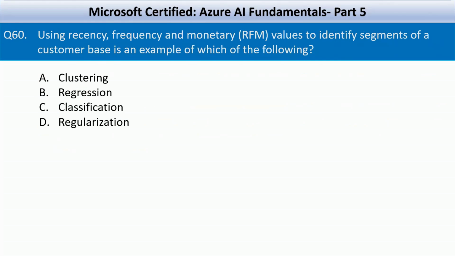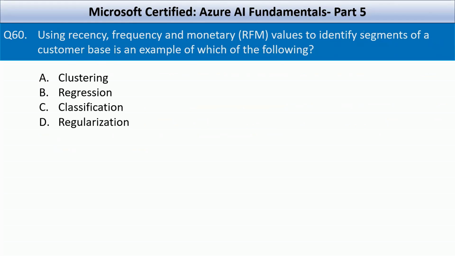Next question. Using recency, frequency, and monetary values to identify segments of a customer base is an example of which of the following? Your options are clustering, regression, classification, and regularization.